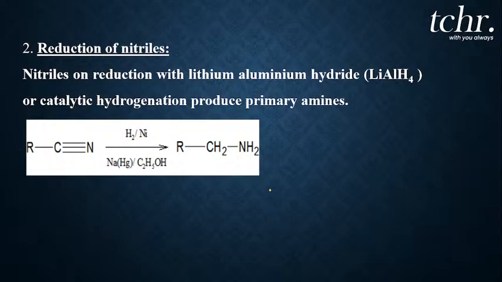Nitriles, the nitrile group, is otherwise called the cyano group. Do you know? Cyano group is nothing but C triple bond N. So we convert the nitrile group or cyano group to an amine, to an NH2 group. Here also, we can use the best reducing agents or we can also do catalytic hydrogenation. First you should know which are the best reducing agents.